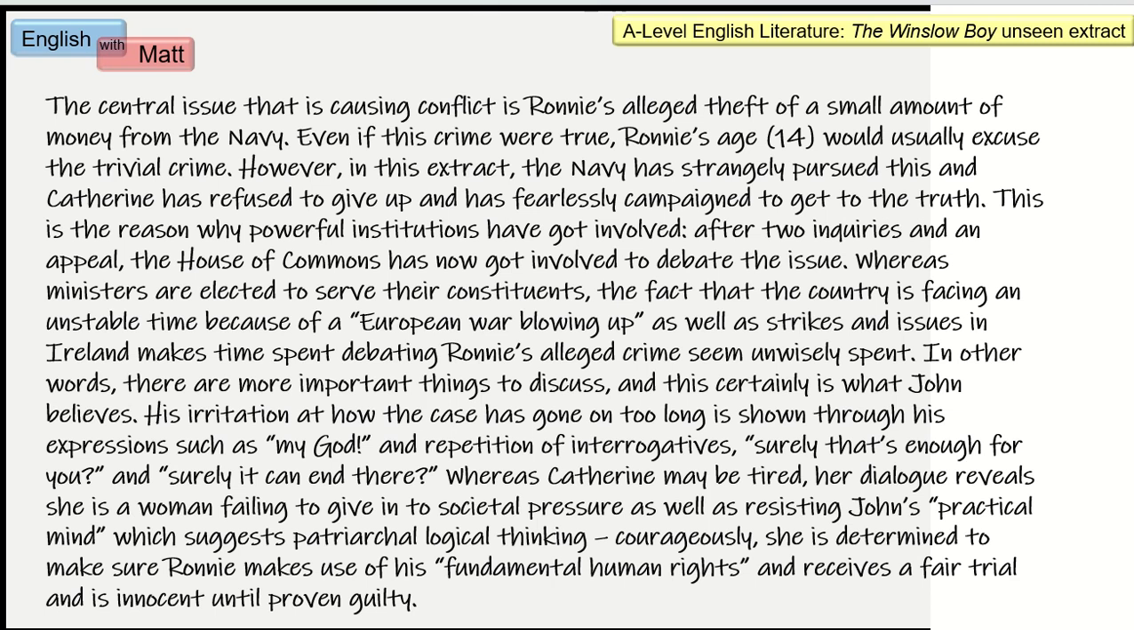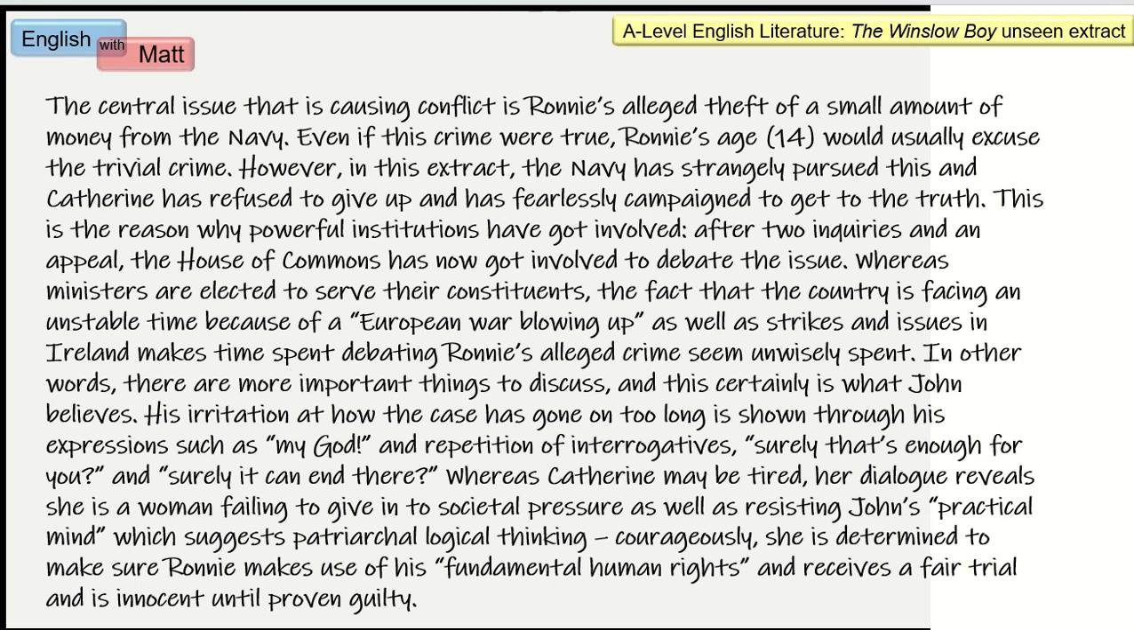Whereas ministers are elected to serve their constituents, the fact that the country is facing an unstable time because of a European war blowing up, as well as strikes and issues in Ireland, makes time spent debating Ronnie's alleged crime seem unwisely spent. In other words, there are more important things to discuss, and this certainly is what John believes. His irritation at how the case has gone on too long is shown through expressions such as "my God" and repetition of interrogatives. Surely that's enough for you, and surely it can end there.